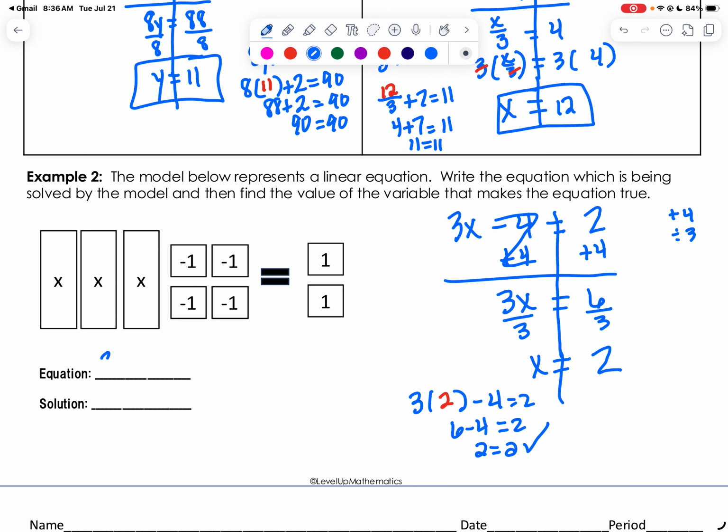So the equation that the model represented was 3x minus 4 equals 2, and the solution was x equals 2. And that concludes today's lesson, Solving Two-Step Equations, Part 1.